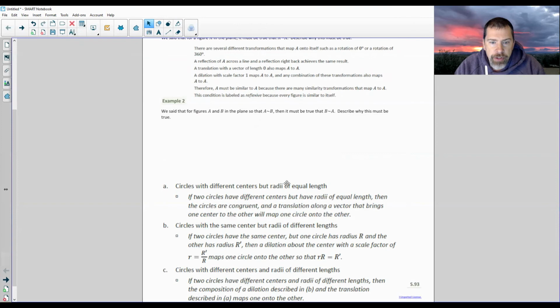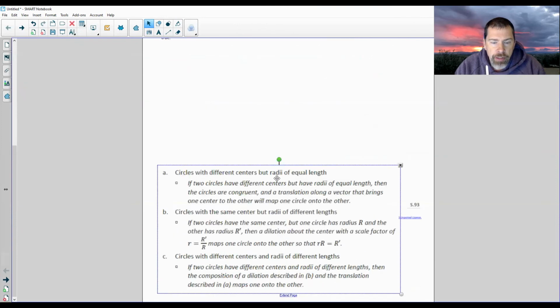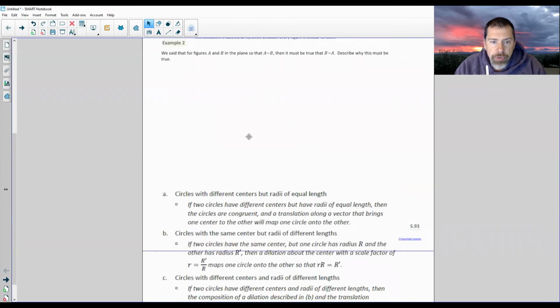Let's get this stuff out of the way. Where's my other? There is an example 3 somewhere.